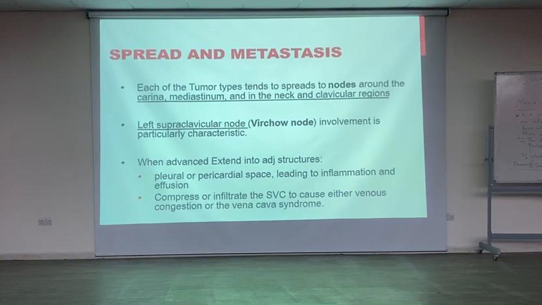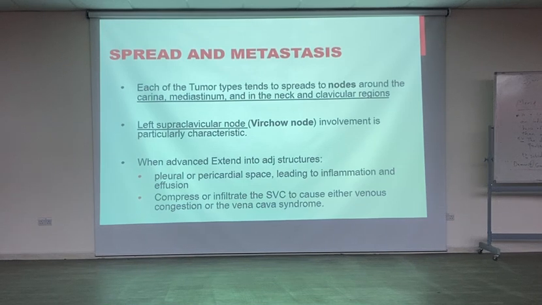The enlargement of this lymph node sometimes can be characteristic of the presence of an occult tumor, meaning an unidentified tumor. The most common tumors that may involve the Virchow lymph nodes are lung cancer and gastric cancer. So sometimes this is the first presentation in those patients.